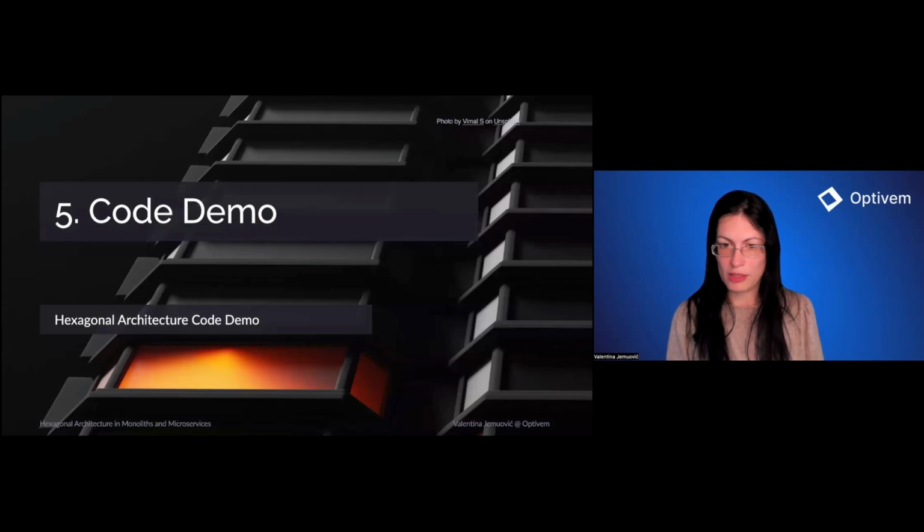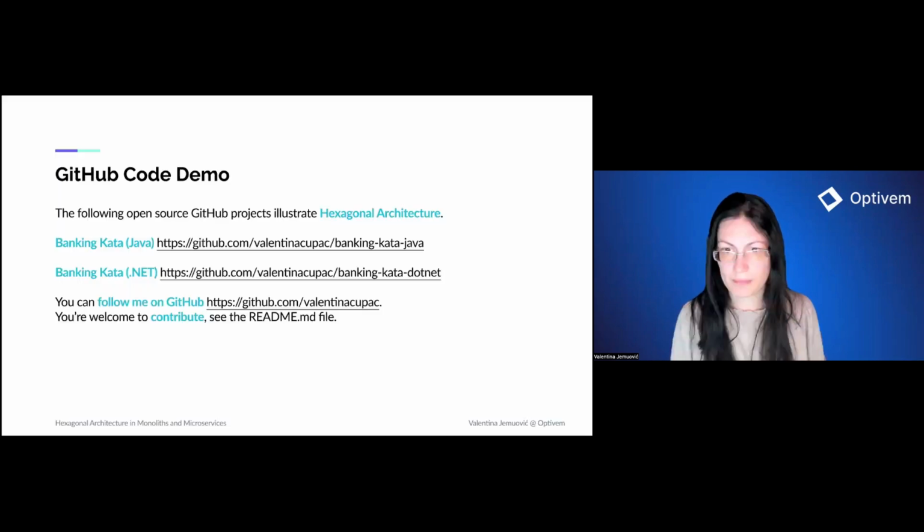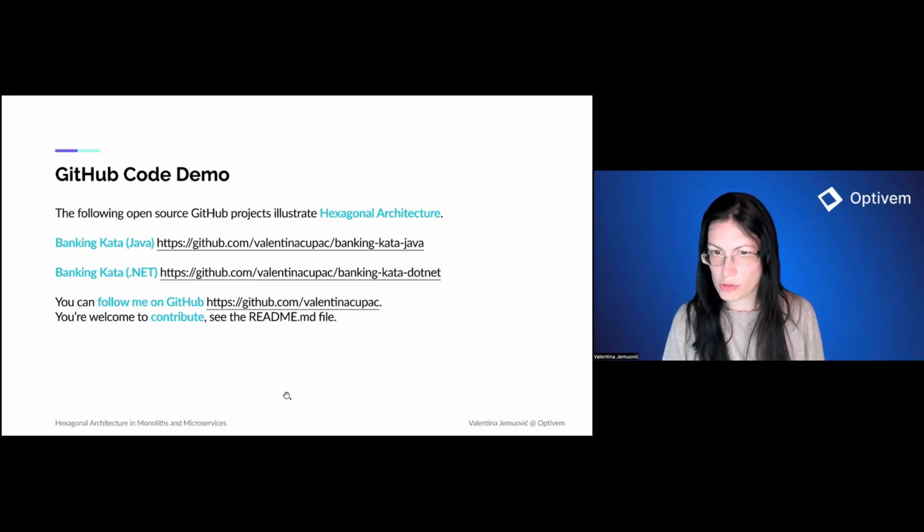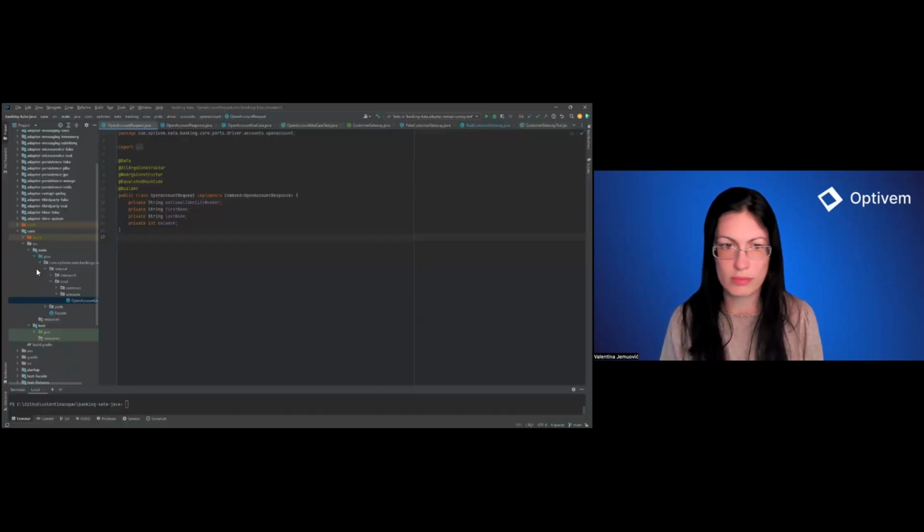Now that we had an overview of the different test types, let's look at a code demo. These are some GitHub projects which illustrate the usage of hexagonal architecture, and here I'm going to show the Java one. So I'm going to screen share now the code. I hope that you can see the code.